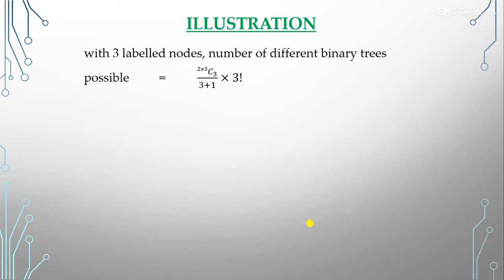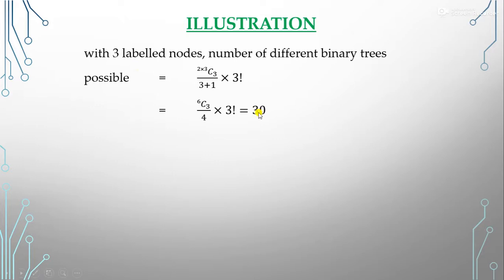If we have 3 labeled nodes, how many binary trees are possible? You can calculate it: 2n Cn upon n plus 1 with n as 3, multiplied by 3 factorial. When you calculate it, it will give 30. It means that with 3 labeled nodes you can form a total of 30 binary trees. Earlier you studied that we can form 5 binary trees from 3 unlabeled nodes.